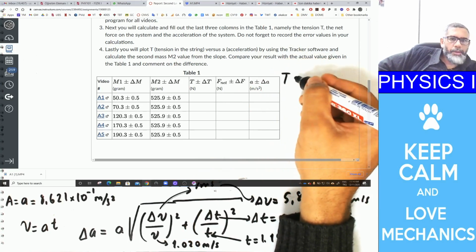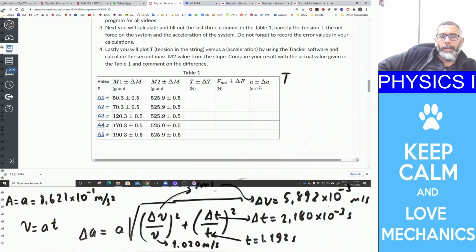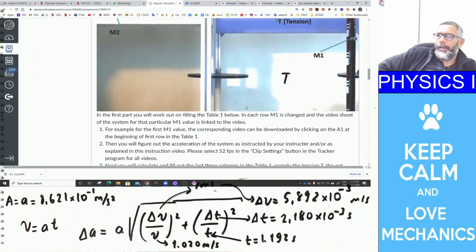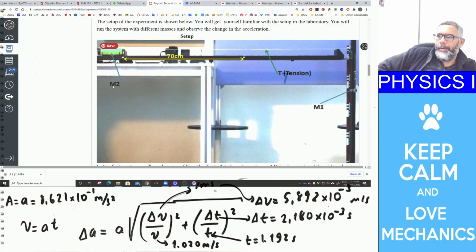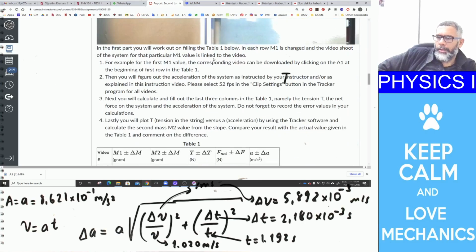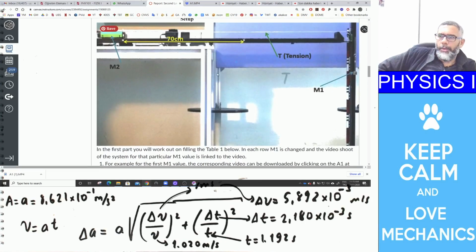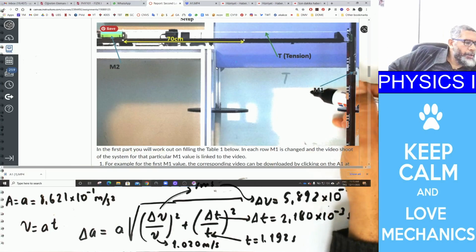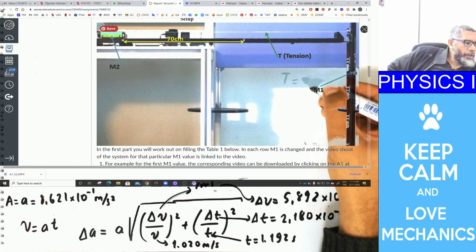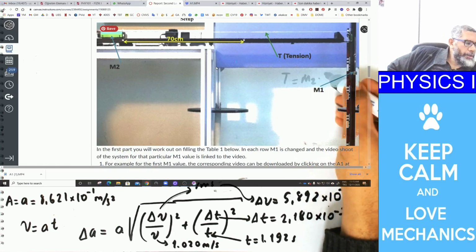T is the force that moves the cart, right? That moves M2, because this is the tension in the cord, and it is the only force that pulls M2 toward the right, so that M2 moves as an accelerated motion. So, what do you know about this T? Of course, it should be equal to just the mass of the object multiplied by its acceleration.